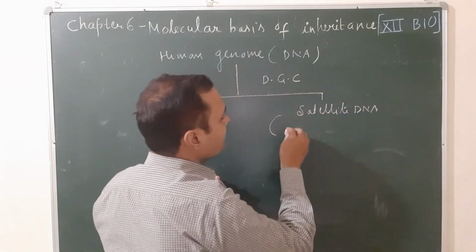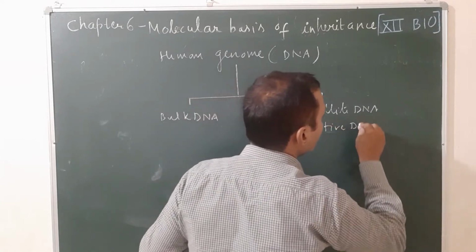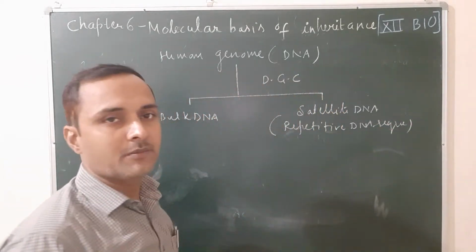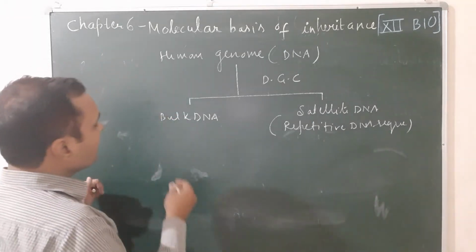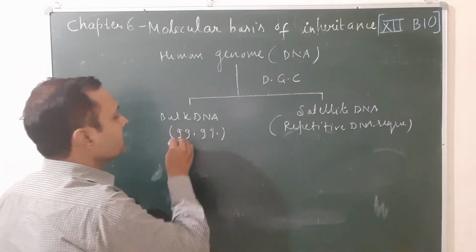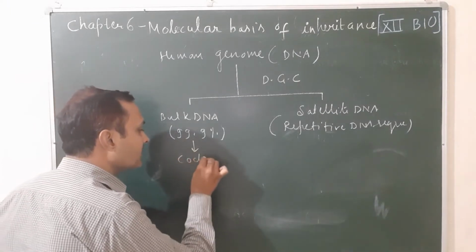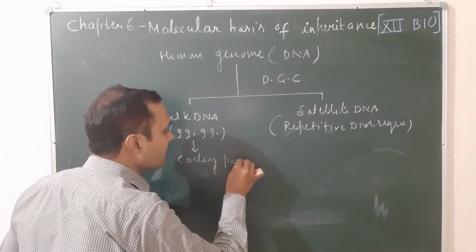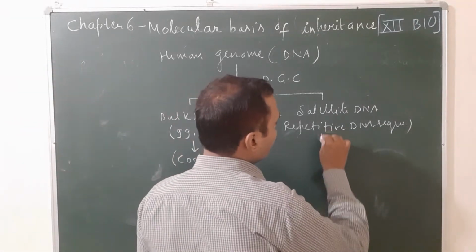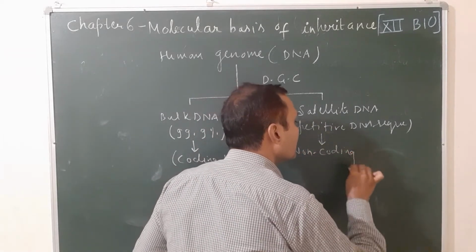These are the satellite DNA, the repetitive DNA sequences. Bulk DNA forms the large portion of the genome, about 99.9%. It represents the coding part of the DNA, which means it is expressed into protein. And satellite DNA is considered the non-coding portion of the DNA.